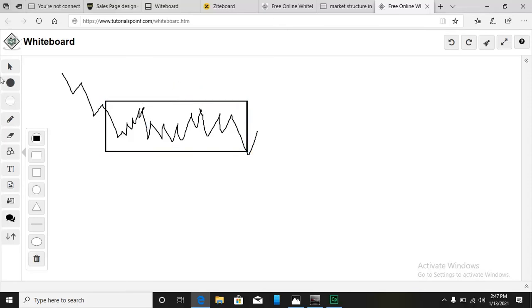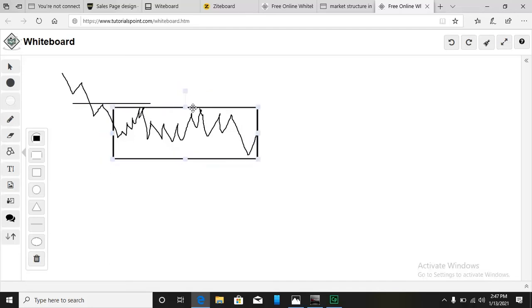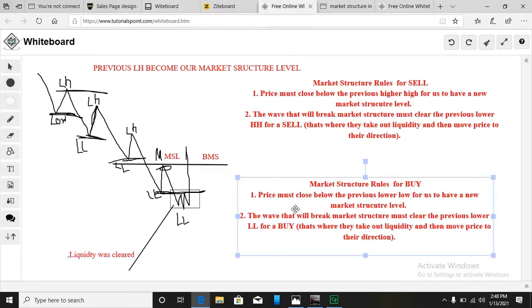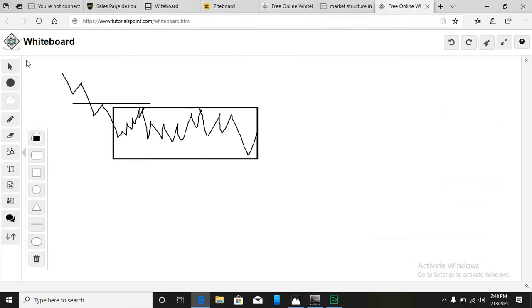Now, if you notice, when the price drops down, moves up, forms a lower low, lower high, forms another lower low, this automatically becomes our what? Our market structure level. This place. That automatically becomes our market structure level. Now, if you agree with me, our first rule states that price must close below the previous lower low for us to have a new market structure level.